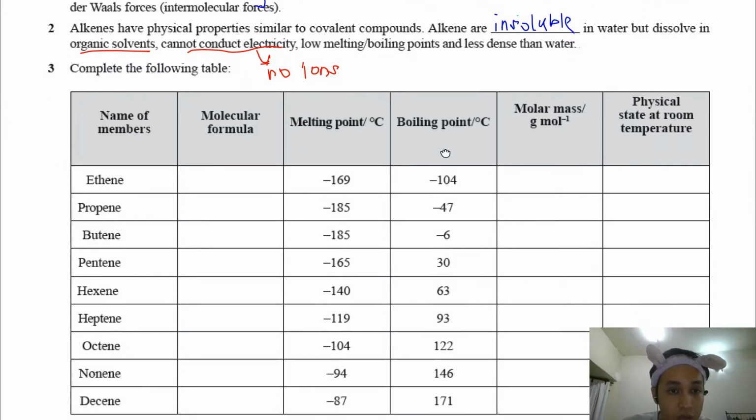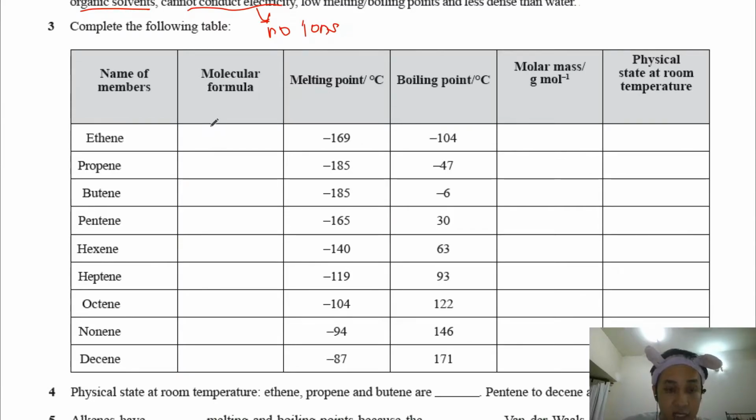The general formula is CnH2n. So that's it. Complete the table here and I believe you can calculate the molar mass. So C2H4. You have the melting point and the boiling point. Now the physical state at room temperature.